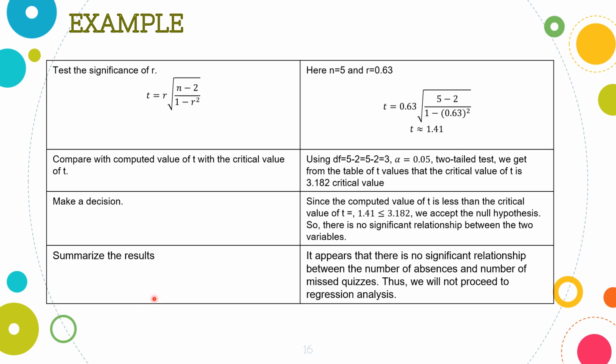So, for the summary of our results, it appears that there is no significant relationship between the number of absences and the number of missed quizzes. Therefore, we will not proceed with the regression analysis. So, mag-stop na tayo sa step 2 natin about testing the significance of R. Okay? So, kung walang relationship, then mag-stop na tayo. How about if the relationship exists? Okay? Let's have another example.